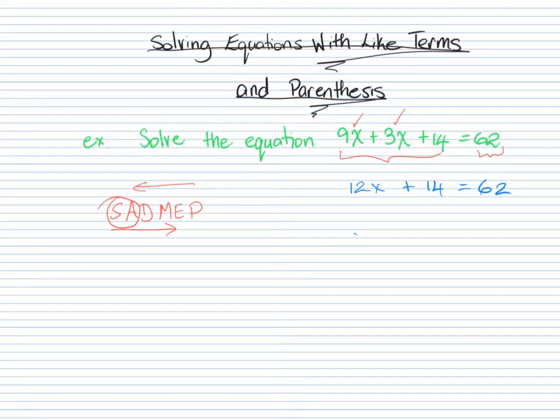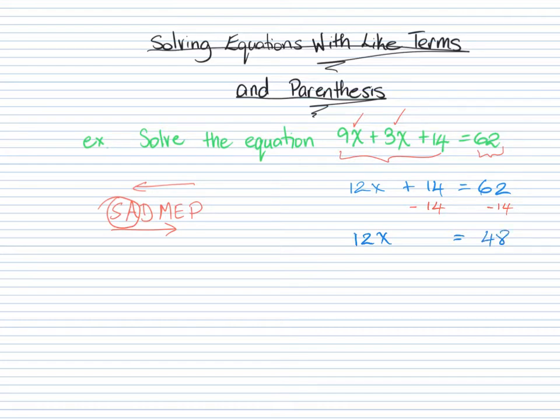Right now, we have 14 being added to that expression, and we want to get rid of it because we want that x alone. So we are going to start off by subtracting 14 from both sides. When we subtract 14 from both sides, we get that 12x is equal to 62 minus 14, which is 48.